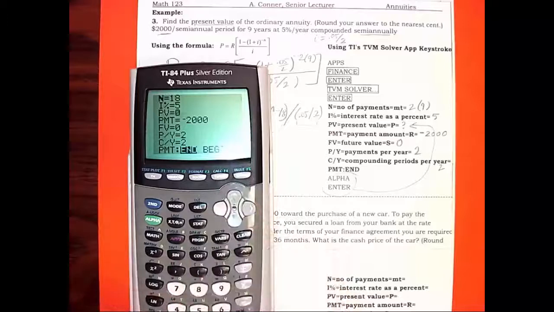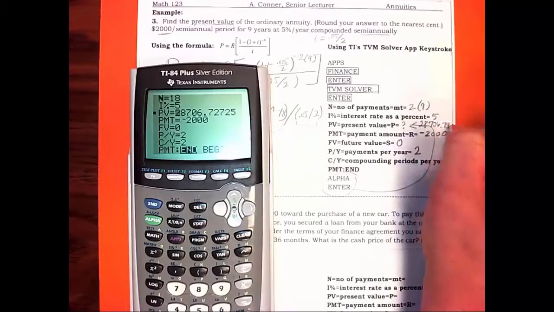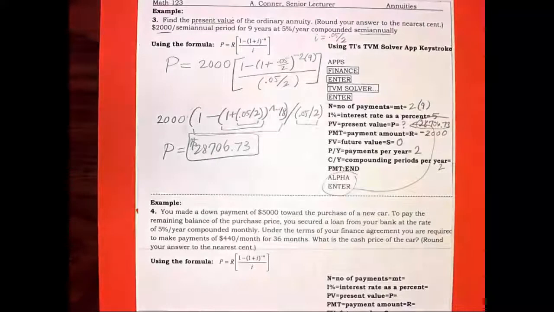This time it's present value that I want to find the value of. So that's where I'm going to put my cursor, and Alpha, the button under the second, Enter. And you'll notice we do get 28,706.73. So we're going to get the same thing as we did before.